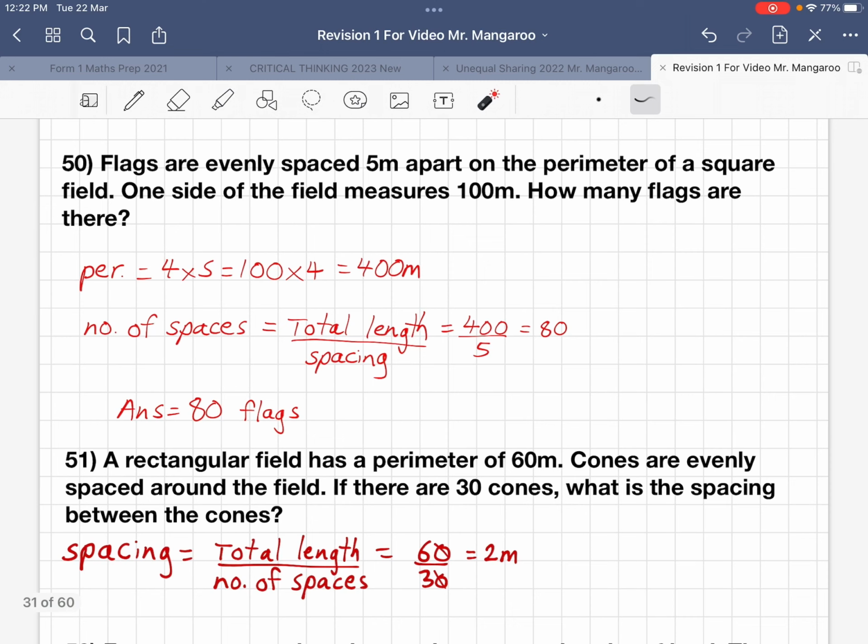50. Spacing is 5 meters. Perimeter of a square field. So one side is 100 meters, so 4 sides on the perimeter would be 400 meters. So how many flags? We need to firstly determine the number of spaces, which will be equal to the number of flags for objects in a perimeter. Right, so what is the formula for number of spaces? Total length divided by spacing. 400 divided by 5 is 80. So that's 80 spaces, which is also equal to the 80 flags.